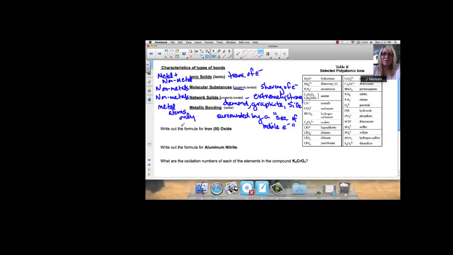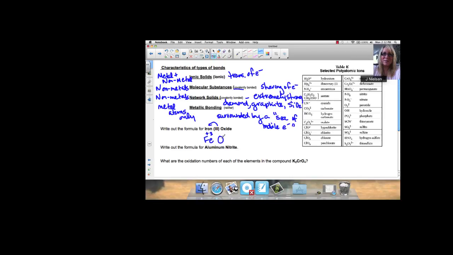Okay, let's review writing formulas. Write out the formula for iron 3 oxide. Whenever you see a Roman numeral immediately following an element, it's telling you the actual charge. So this is +3. So I don't even have to look this up. Fe is the symbol for iron. It has a +3 charge.